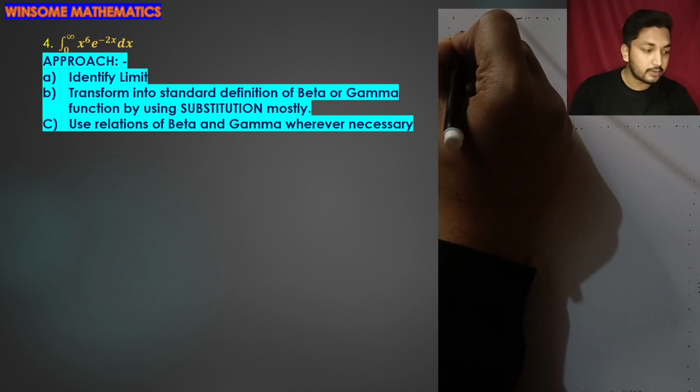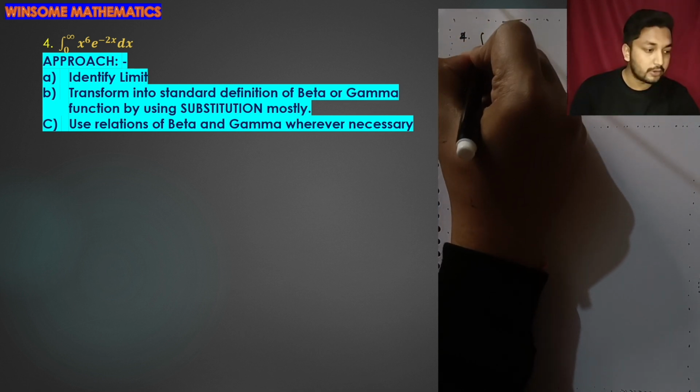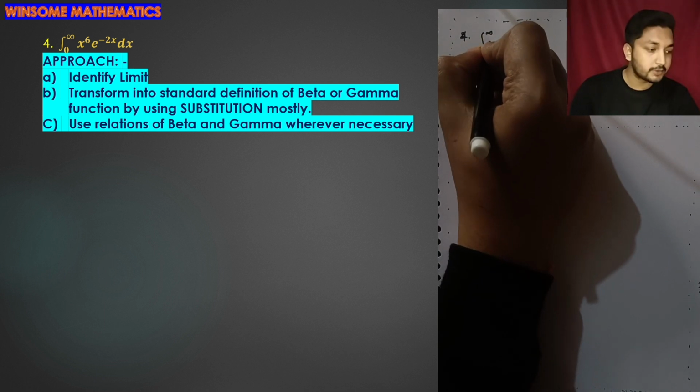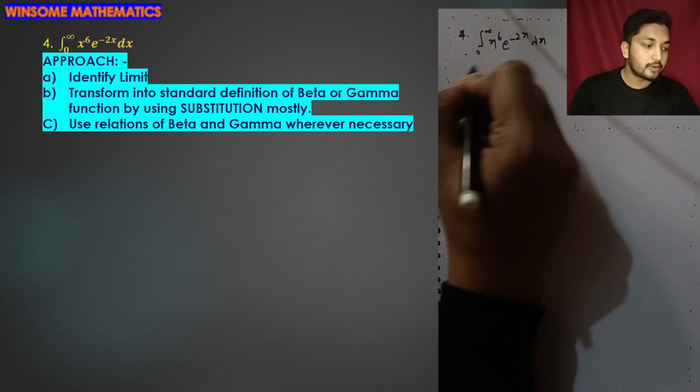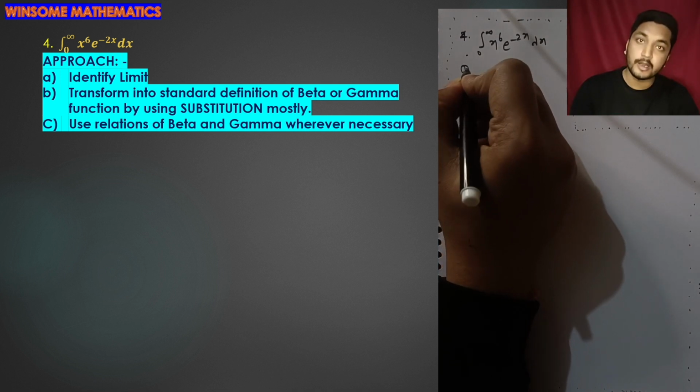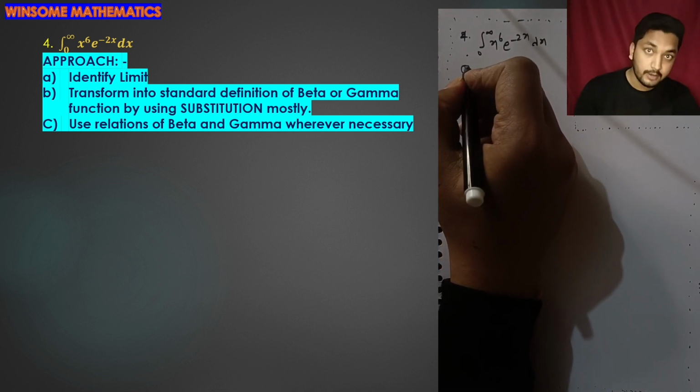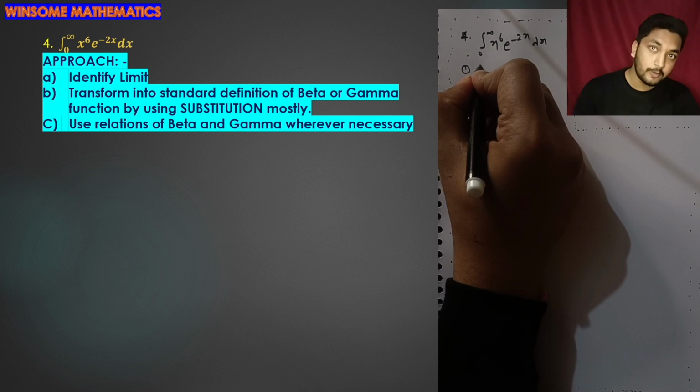So first let me write the question. Fourth question: integral from 0 to infinity of x to the power 6 times e to the power minus 2x dx. So the first approach was to identify the limit. What was our standard limit? Simple, I hope you guessed.